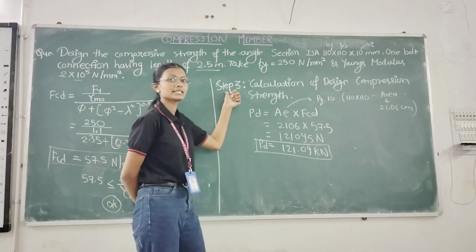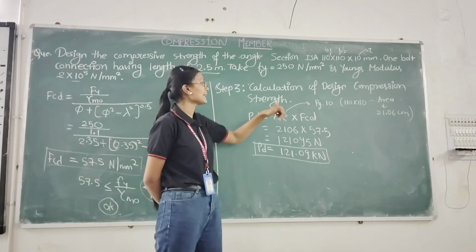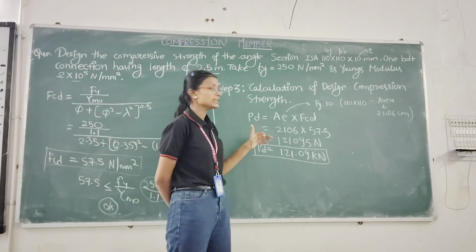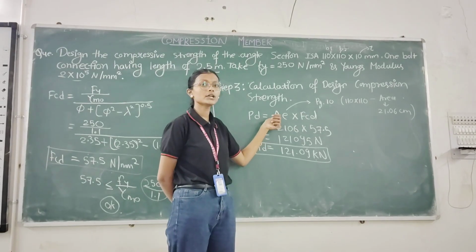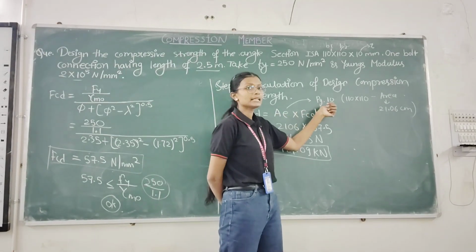Now step 3, calculation of design compression strength. Directly the formula is Pd is equal to A into fcd. For getting the value of A, see page number 10 of the steel table.